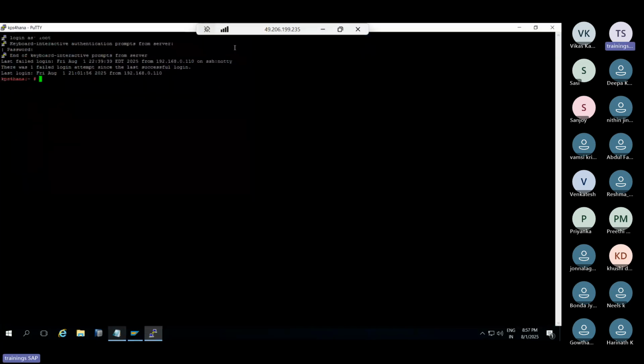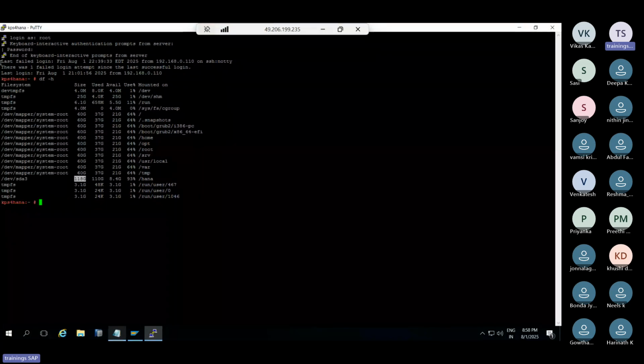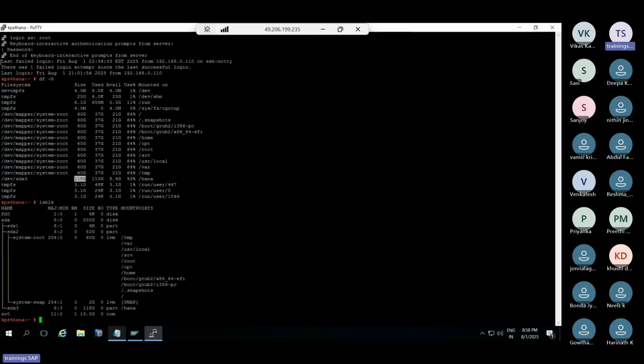SAP HANA won't take it automatically. By default, whatever memory you gave in the sizing part, HANA will only use that memory and that space. If you increase it somewhere else, it will not take it. Actually, at the OS level, there is a concept here, lsblk. So you need to increase this mount point.